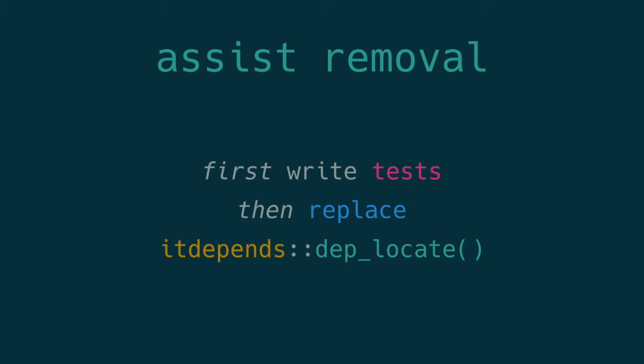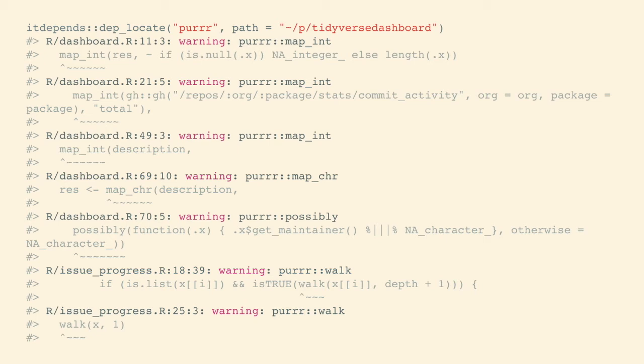Before you do that, I think it's really important to do your best not to break any of your existing functionality. So before you do anything to remove the dependency, write as many tests for your existing functionality as you can, and only after you've expanded this test suite, start replacing the dependency. To do that, you can use this function deplocate. This deplocate function works on both packages and regular projects.